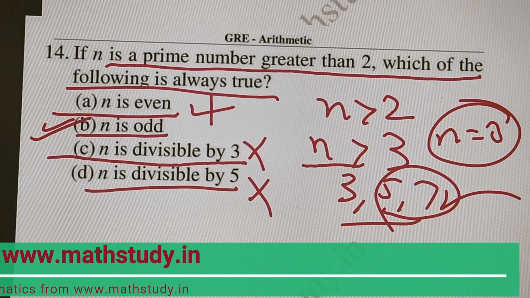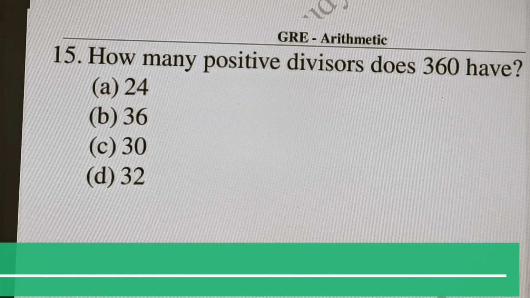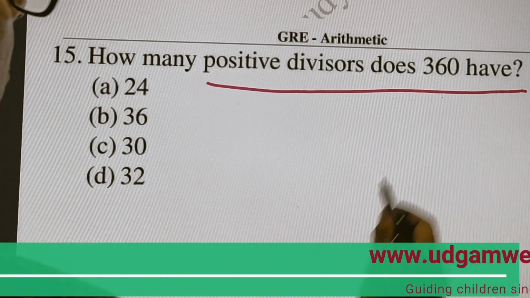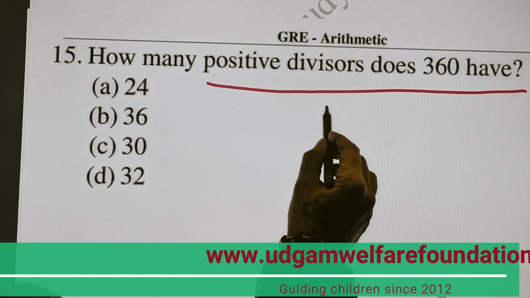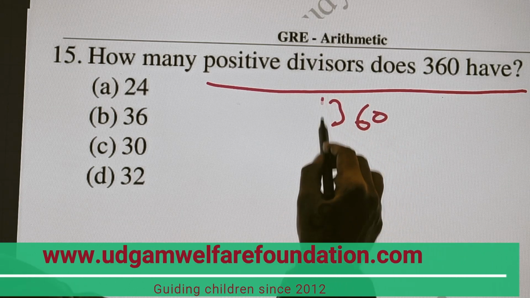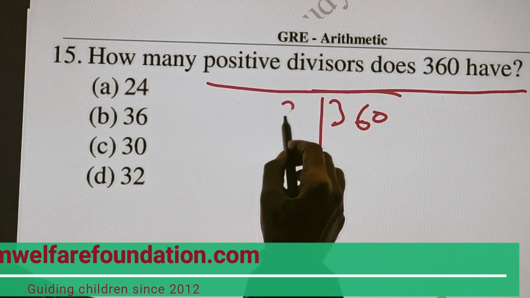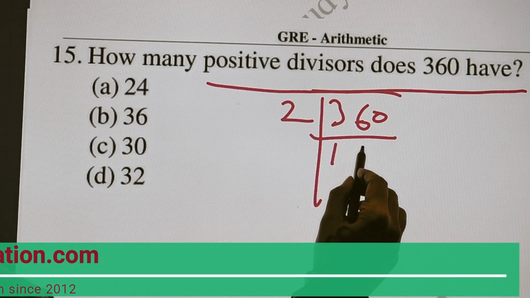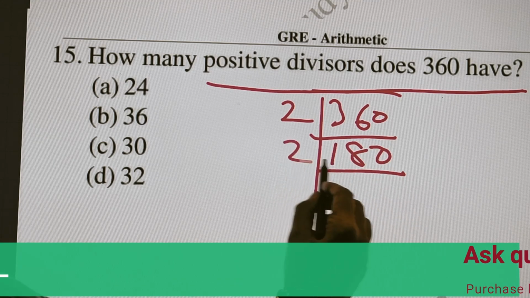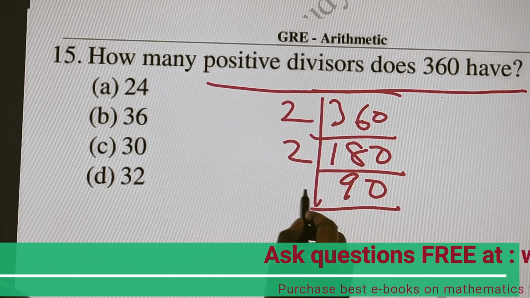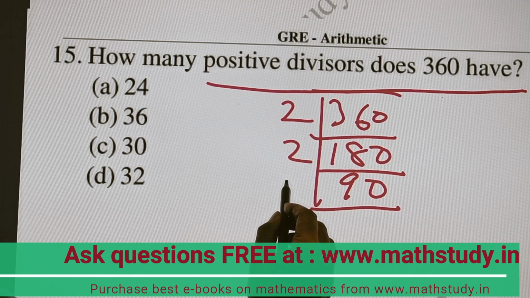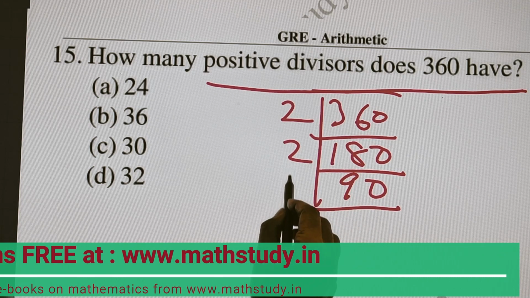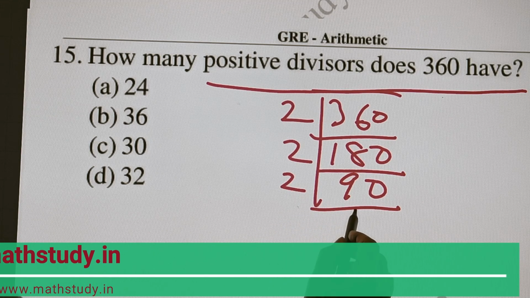Now let's move towards our next question here. It is stating: how many positive divisors does 360 have? For this, we have to take the LCM first. Let us take it this way, as we need to find the powers, that is, the exponents of each factor here.